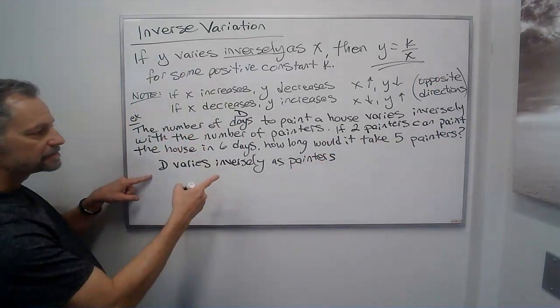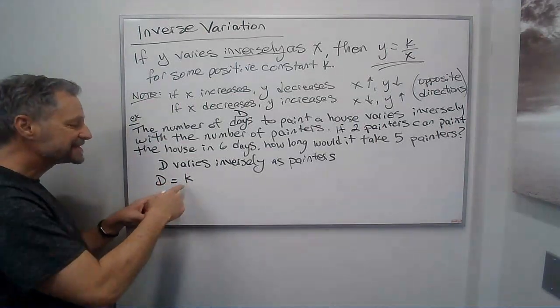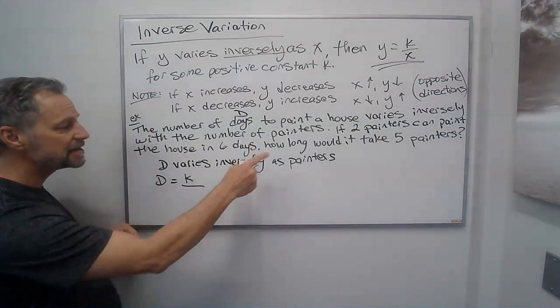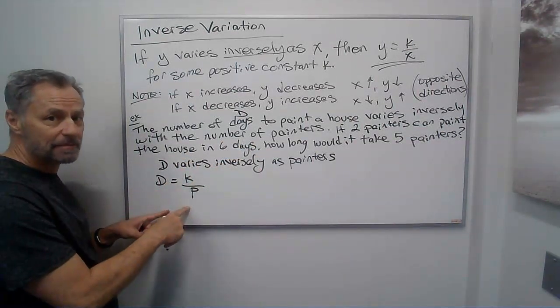So D varies, we're going to say equals K. Directly we'd say times, inversely we do divided by the number of painters. We'll just call that P. So D equals K divided by P.